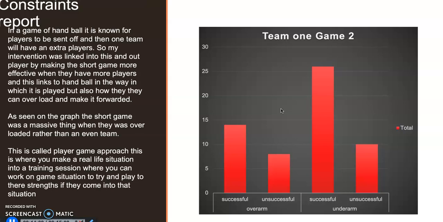So what is this called? It's called a player game approach, and this is where we make a real life situation into a training session where you can work in a game situation in this set. So during this, that's why I added the extra player, so they might have an extra player, but also I wanted them to imagine getting into the space and being able to receive the pass when it's needed.